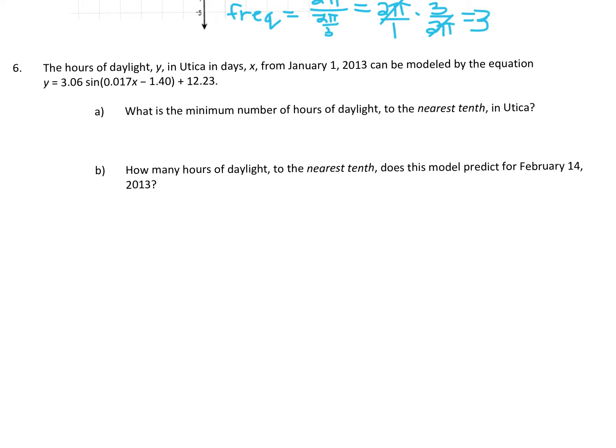All right, so to find the minimum, let's just use our formula for minimum. Minimum is equal to our vertical shift minus the amplitude. So we're just going to do 12.23 minus 3.06. When we do that, 12 minus 3 is 9, and then 0.23 minus 0.06 would be 0.17.